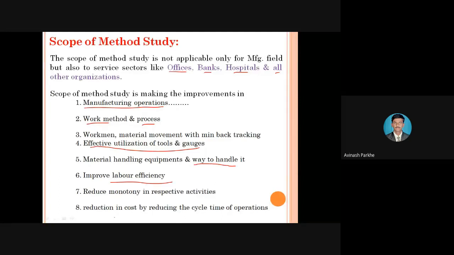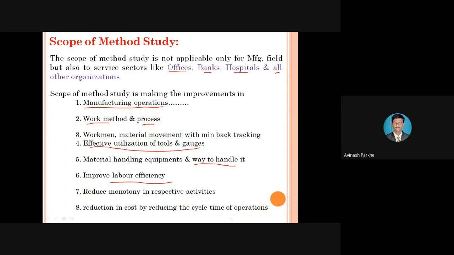Then reduce the monotony. Just now we have discussed the repetitive movements of the job or the repetitive movements of the work taking place; that monotony in the work is also reduced by using this particular concept of method study. And an important thing is point number 8, reduction in the cost by reduction in the cycle time of the operation.